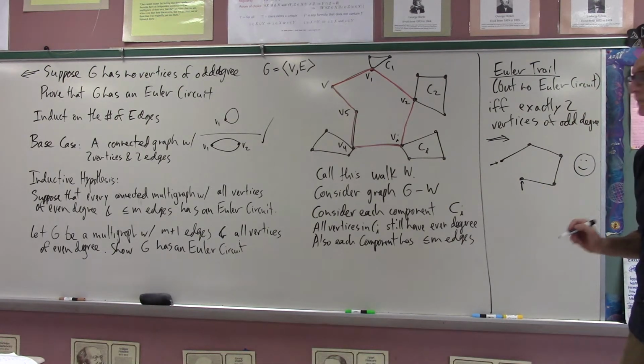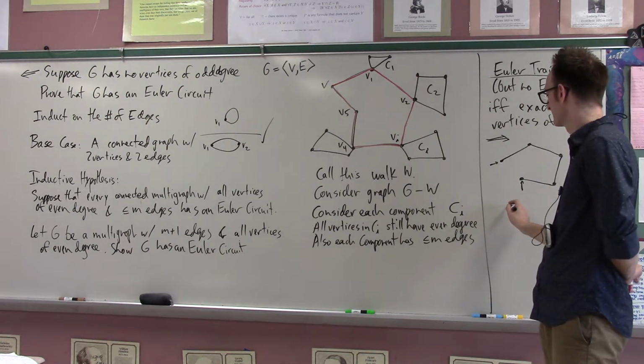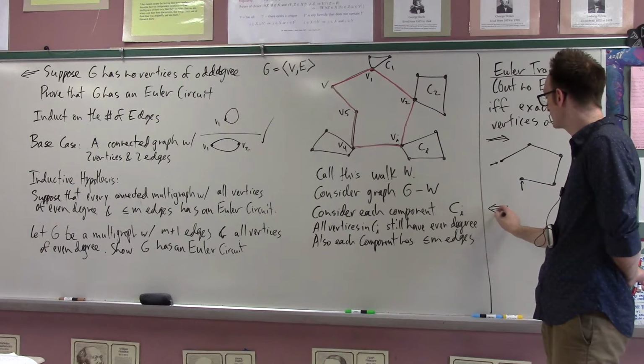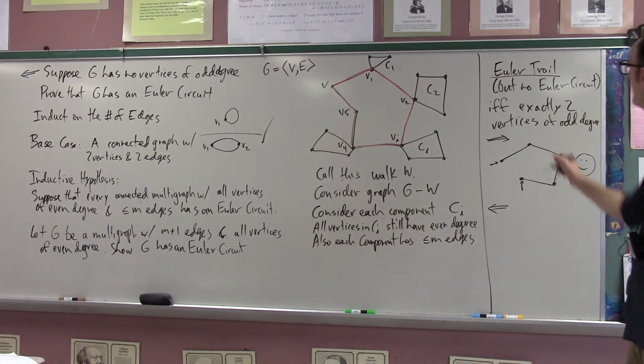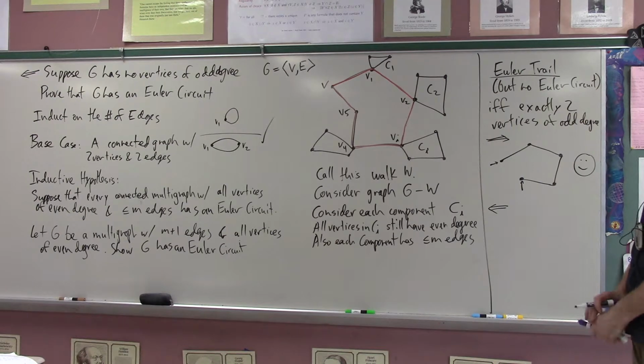If you connect the two vertices that have odd degree, then you've got an Euler circuit. Yeah, I think that's how we do the other direction, right? To do the other direction, but you're exactly right. To do the other direction, why?